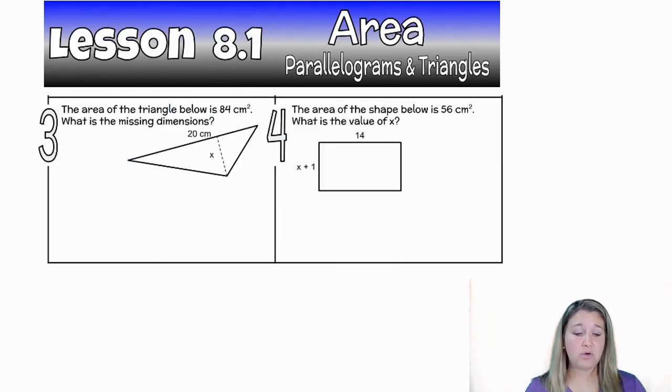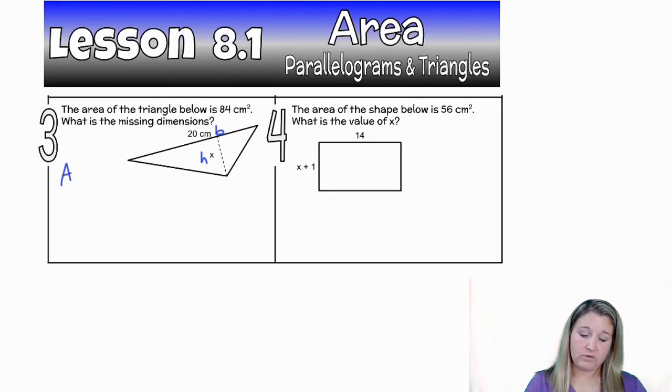All right, next example. This time we're given the area and we have to find the height here. So the area is 84 centimeters. We're going to try to find the missing dimension. So in order to do this, I'm going to go ahead and write the area. I know this is a triangle and there's no extra side length that I don't need. So I just have the base here and then the height is going to be the X there.